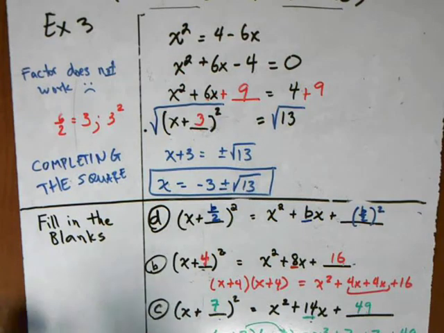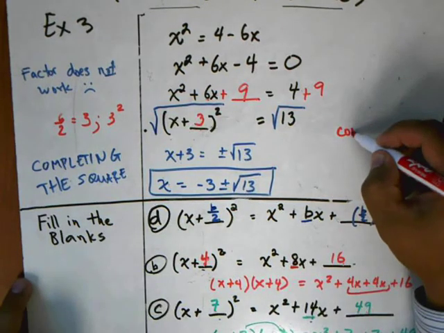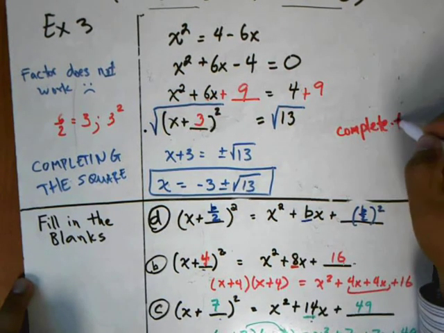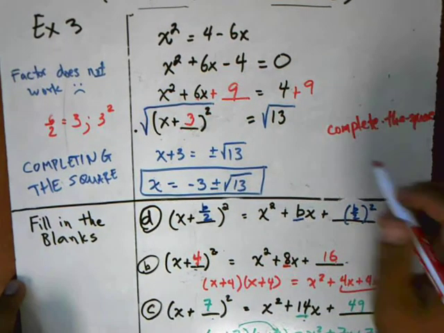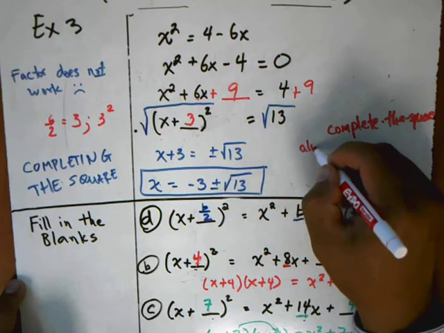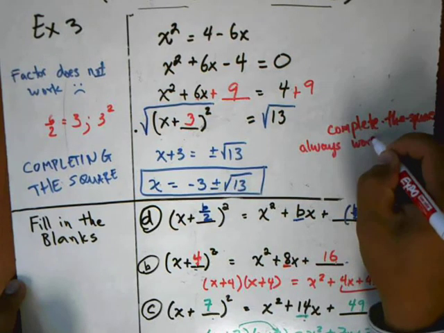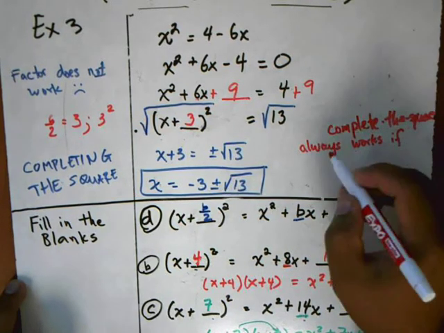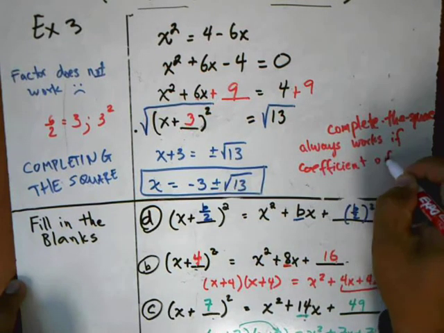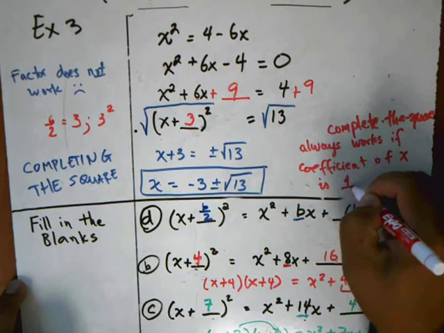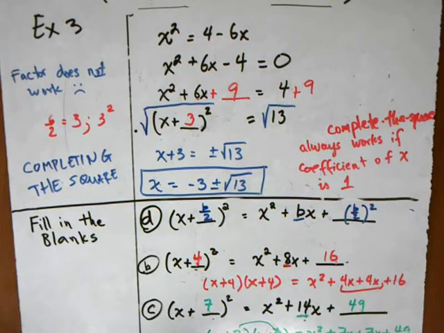Okay. And one of the things that is really nice about completing the square is that I'm going to write this note on the side here: completing the square always works if the coefficient of x is 1. Okay, so factoring only works sometimes, only when you can actually factor it.